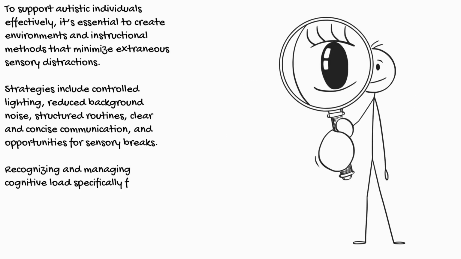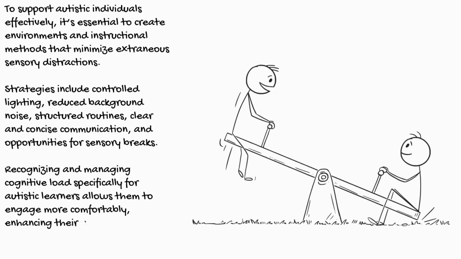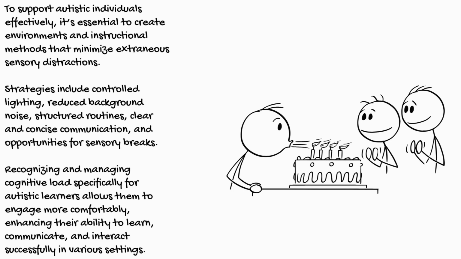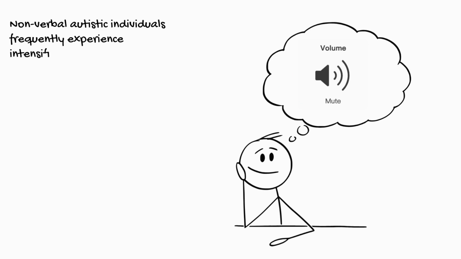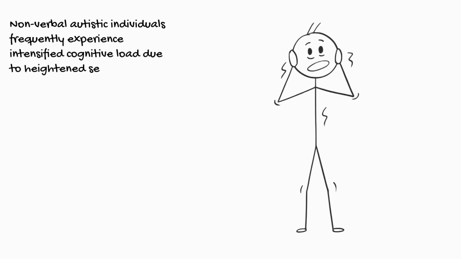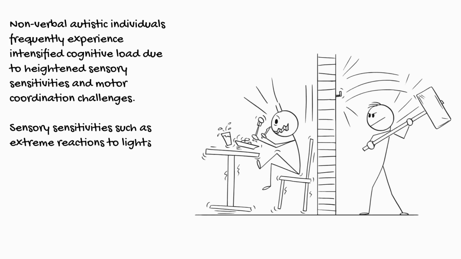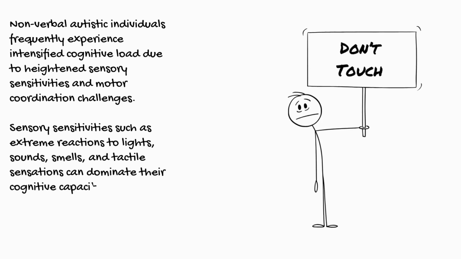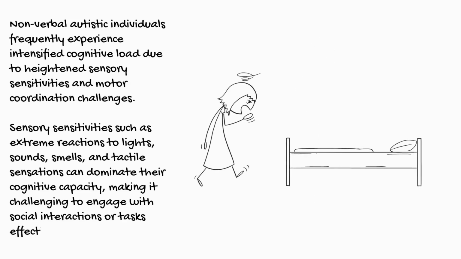Recognizing and managing cognitive load specifically for autistic learners allows them to engage more comfortably, enhancing their ability to learn, communicate, and interact successfully in various settings. Nonverbal autistic individuals frequently experience intensified cognitive load due to heightened sensory sensitivities and motor coordination challenges. Sensory sensitivities such as extreme reactions to lights, sounds, smells, and tactile sensations can dominate their cognitive capacity, making it challenging to engage with social interactions or tasks effectively.